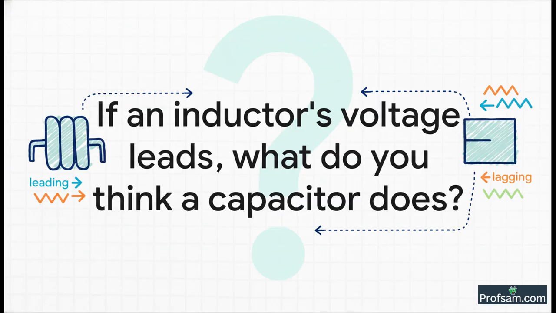So I'll leave you with a final question, just to connect this to what's coming next. We just learned that in an inductor, the voltage leads the current. Now, we all know that inductors and capacitors are often treated as opposites in AC circuits. So, what do you think a capacitor does to the phase relationship? Give it some thought, and we will explore that in our next class.